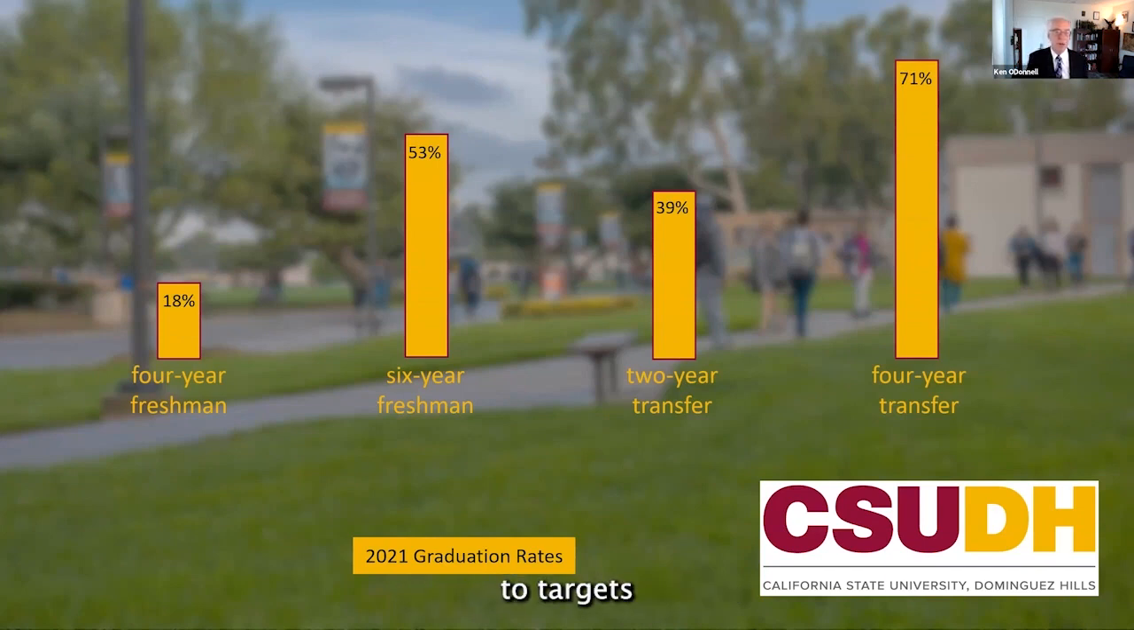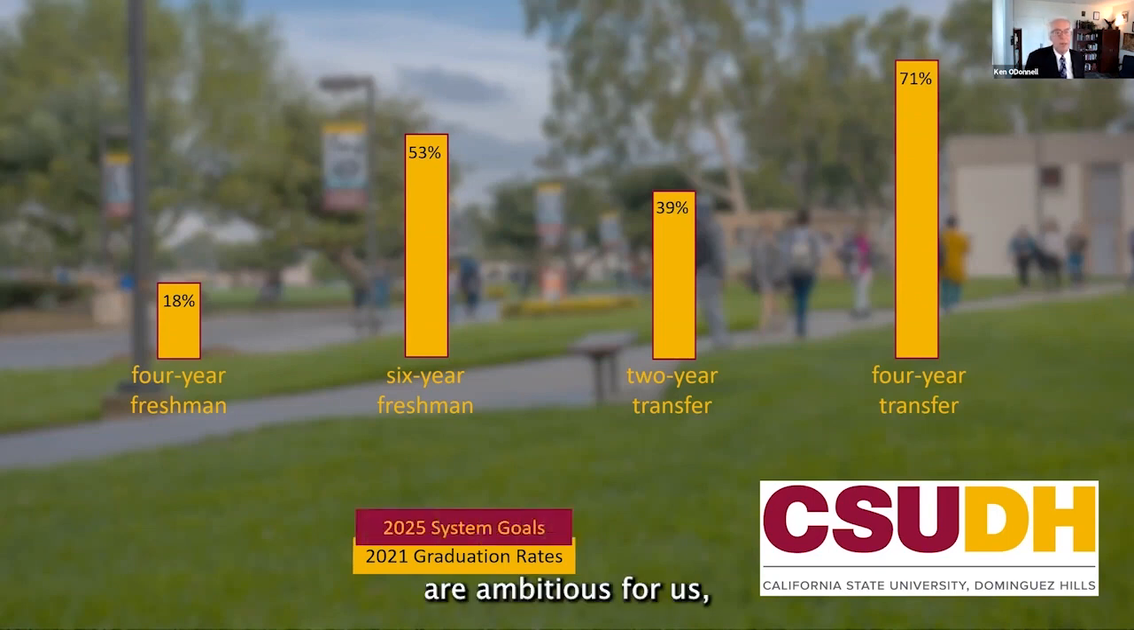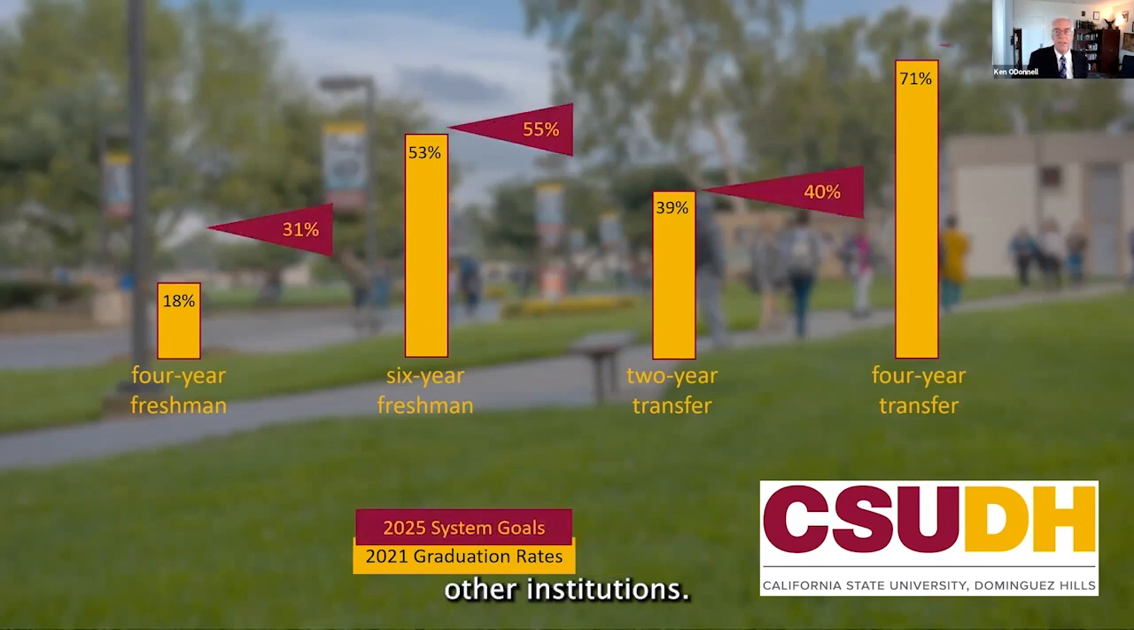This is relative to targets that the state of California gave each of the CSU campuses to improve graduation rates. Each campus got a different set based on who it serves. Dominguez Hills is in the southern part of Los Angeles, serving Compton, Watts, other neighborhoods that are challenged. And so our targets are ambitious for us, but not for other institutions.